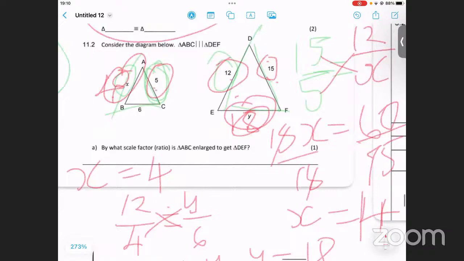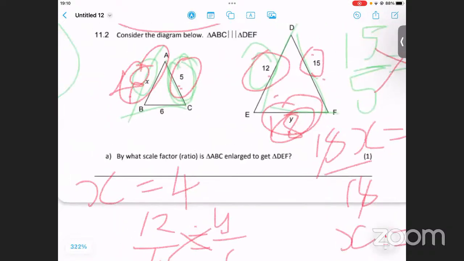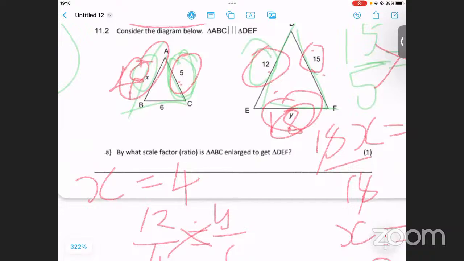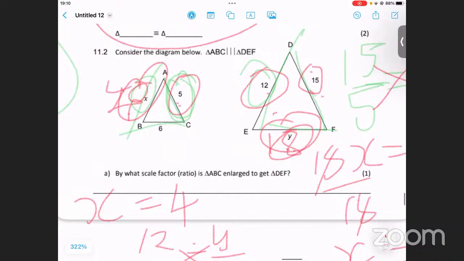So if your y is equal to 18, here they ask by what scale factor ratio is triangle ABC enlarged to get that one? If you want to answer this, you're going to check. We have 4, 8, 12, so it's 3. And then 5, 10, 15, it's 3. And 6, 12, 18, so it's 3 times. So the ratio is going to be 1:3. Okay, that is how you do it, right?